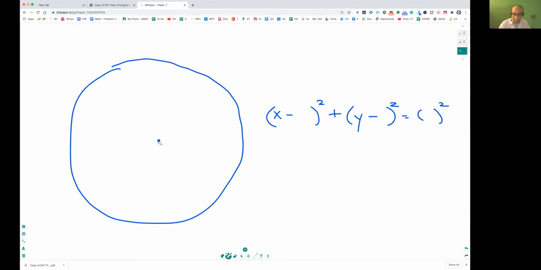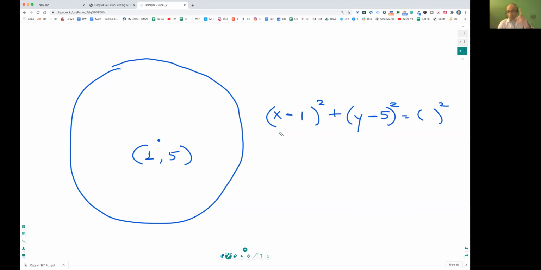So remember, this is the center over here, right? So let's say you have this piece here. Let's say the center, guys, is 1, 5. Okay, 1, 5. So you can write this over here as x minus 1 squared plus y minus 5 squared. Remember, there's always got to be a negative sign here.